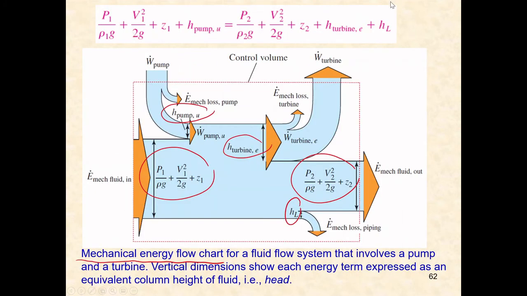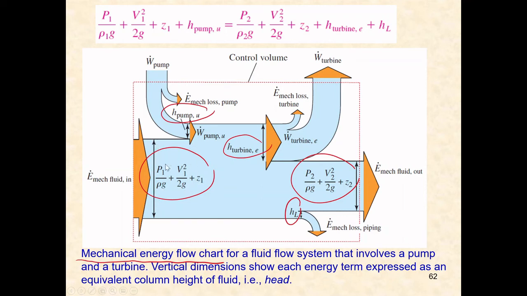Again, we are referring back to the same equation that has the Bernoulli equation, H pump, H turbine, and head loss. This diagram summarizes the equation. We compare two points, point 1 and point 2, so we have energy at point 1 and energy at point 2. The vertical height refers to the column height of fluid. It is a vertical dimension showing the energy terms expressed as an equivalent column height of fluid, in head, basically in meters. So the longer the length, the higher the energy amount.